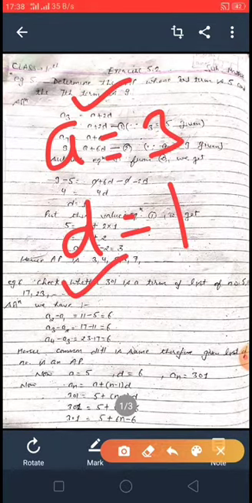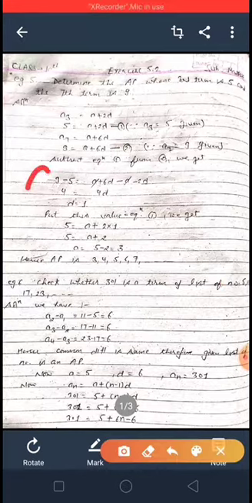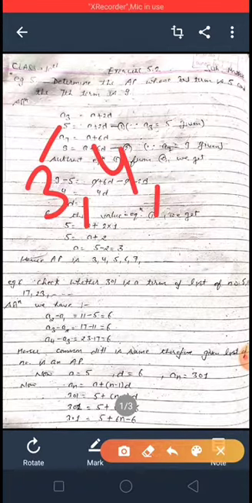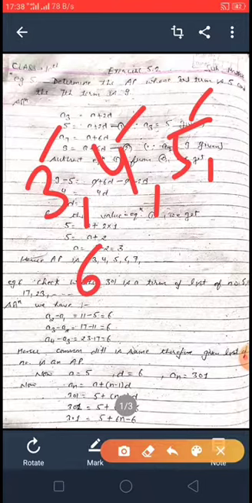Clear? So our AP will become 3. Here D is 1, so add 1 to these terms, we will get 4. Now add 1 to this, 5, add 1 to this, 6, add 1 to this, 7. So this is our AP form.